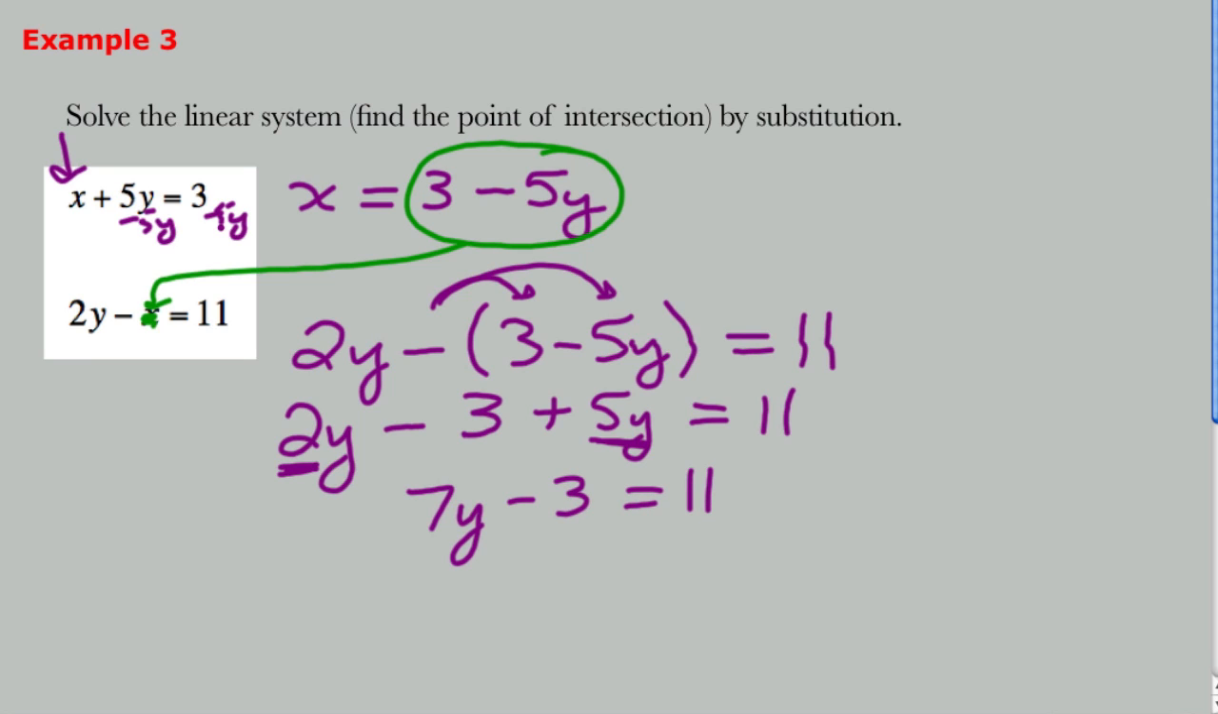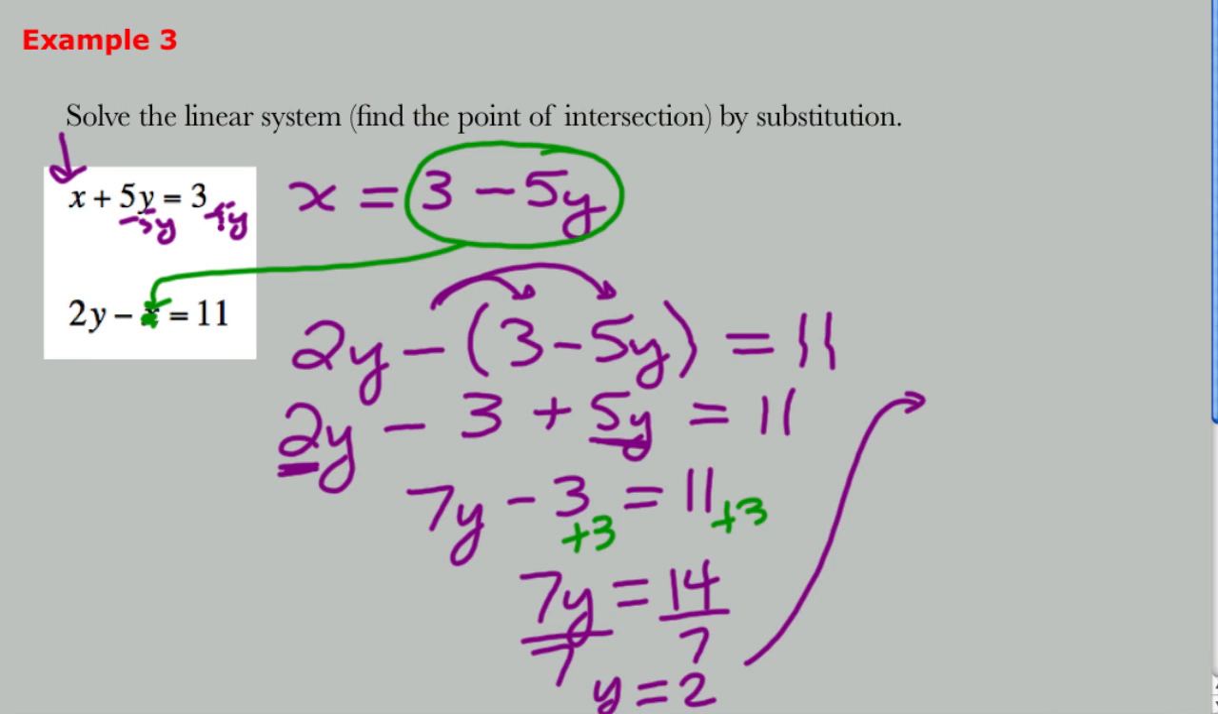And then the 3, you'd want to move to the opposite side, so we'd have to add 3. And so 7y equals 14. And the last step, divide both sides by 7, so y equals 2. And if y equals 2, we might sub it back into either the first or the second equation, it doesn't matter. But I might sub y equals 2 into the first equation.